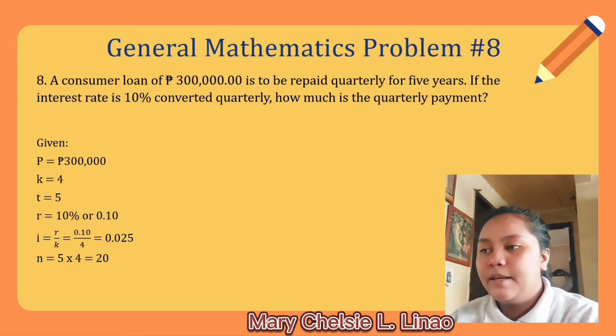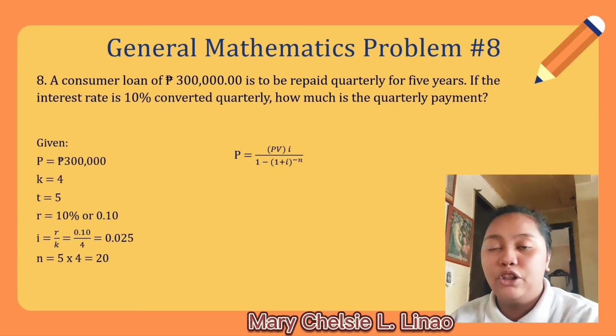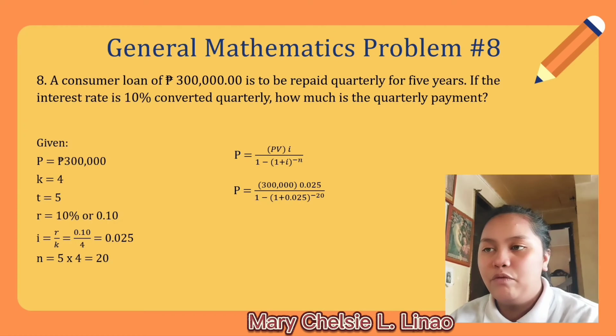So to find the interest rate, simply divide 0.10 by 4 and we'll get the answer 0.025. To find the N, simply multiply 5 with 4, so we'll get the answer 20. So for this problem, we're gonna use this formula since we're looking for the quarterly payment. Then, all we need to do is substitute all the values we have, or the given we have, into the formula given. So the answer would be 19,244 pesos and 14 cents. Therefore, the quarterly payment of the 300,000 loan amount is 19,244 pesos and 14 cents.